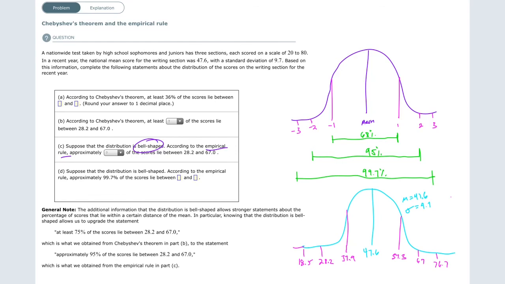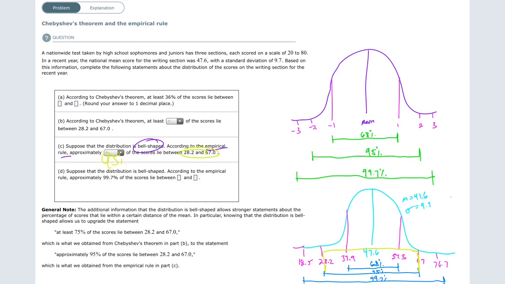This is the data that we're actually looking at. So 68% fell between 37.9 and 57.3. If it's a bell shape, 68% of the people that took this test scored somewhere between 37.9 and 57.3. On 2 standard deviations away, 95% scored somewhere between 28.2 and 67. 3 standard deviations away, 99.7% of people scored somewhere between 18.5 and 76.7. So this problem asks 28.2 and 67. That would be 2 standard deviations away, right? So that'd be 95%.